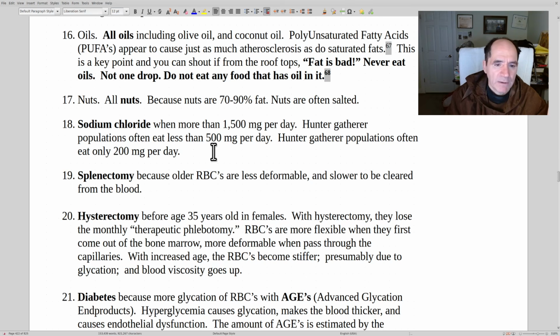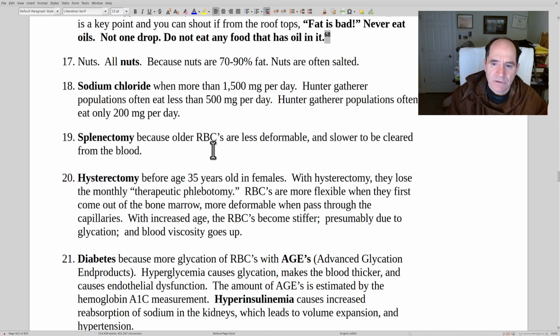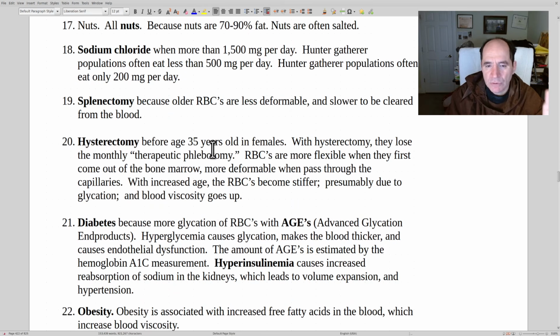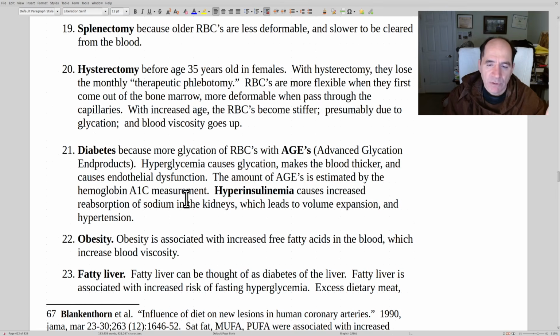Splenectomy, because then you get older red blood cells that are less deformable, so they're slower to be cleared from the blood. Hysterectomy before age 35, because you lose the menstruation therapeutic phlebotomy effect every month. That's why women live longer than men, because of menstruation. Because the menstruation lowers their blood counts, their hematocrit, the number of red cells they have in their blood. Plus, the red blood cells tend to be younger because they're replacing the ones lost at menstruation. The younger red blood cells are more deformable, more flexible. Okay, diabetes, you get more glycation of red blood cells, which stiffens them. Plus, you get more oxidative stress from the advanced glycation end products.